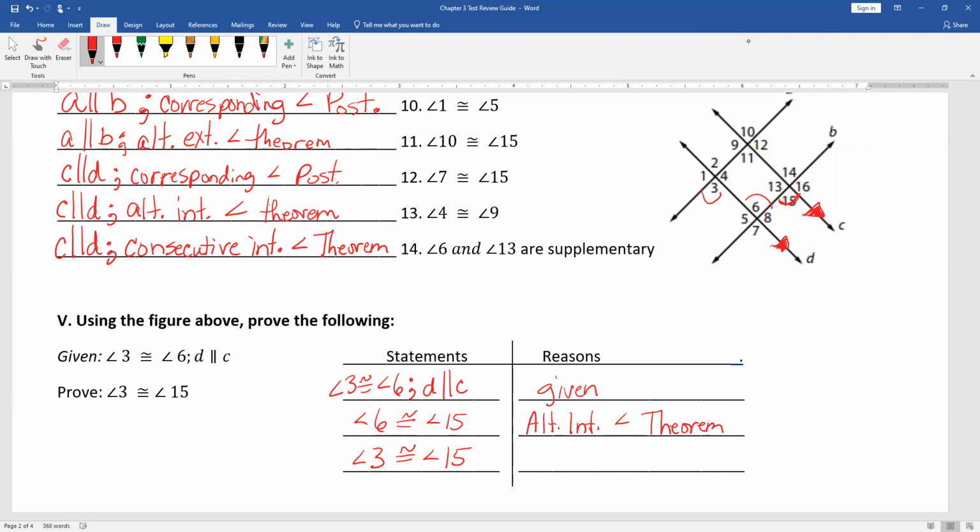All right. So Caleb. Well, I can give it to anybody, but I'm back to you. I've gone through everybody else in the class. Can you tell me how we get from angle 6 is congruent to angle 15 and angle 3 is congruent to angle 15? Substitution. What property did we use there?